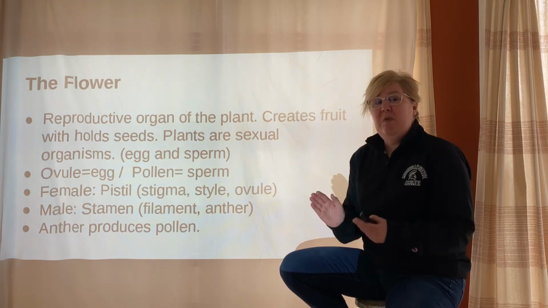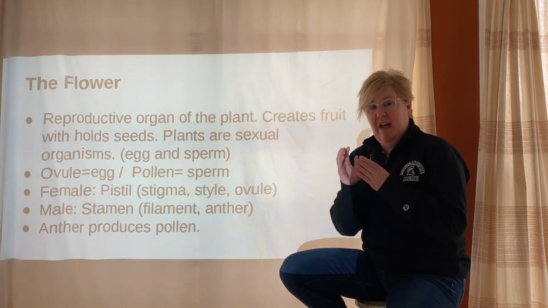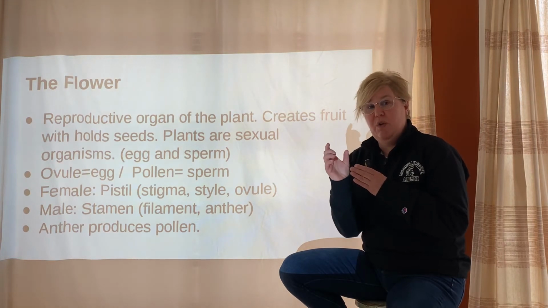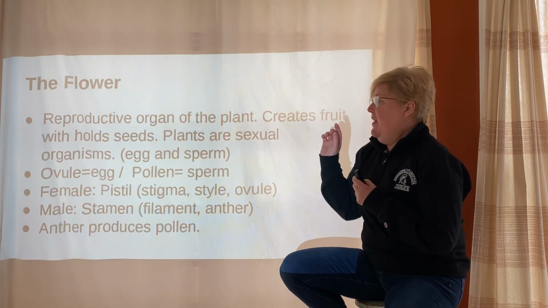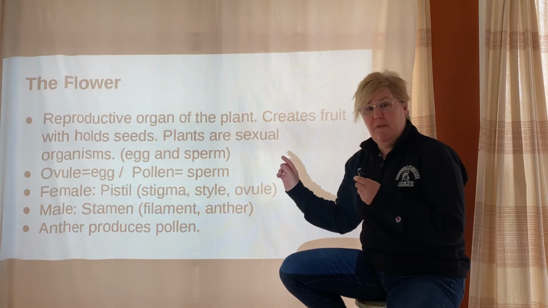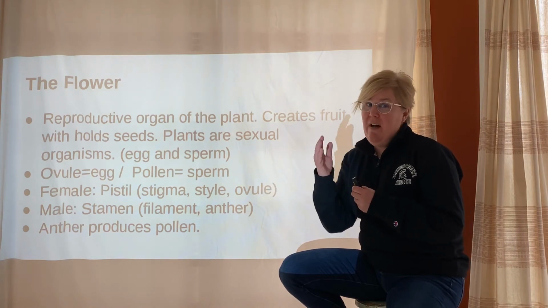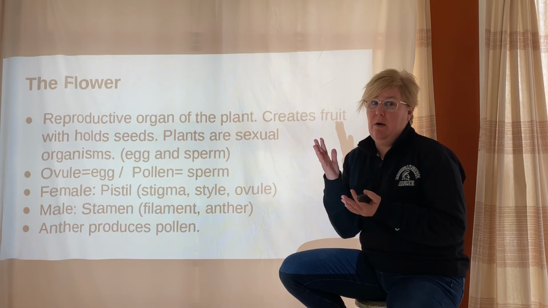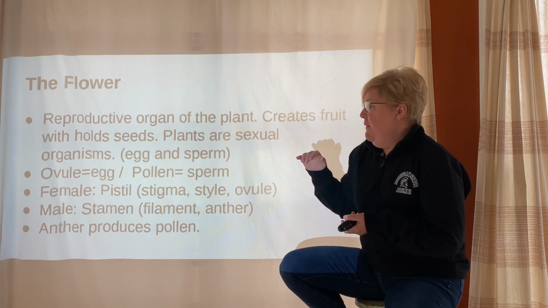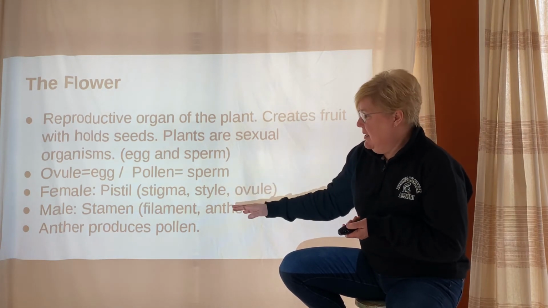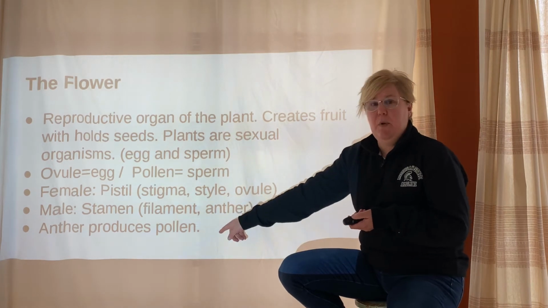Plants are sexual, which means they have an egg and a sperm. So they have an ovary that holds ovules. Those are the eggs. And then pollen is the sperm cell of the plant, so it can't move on its own. It needs a pollinator, and we'll talk about that in a few minutes. The female, like I said, is the pistil. The male is the stamen.